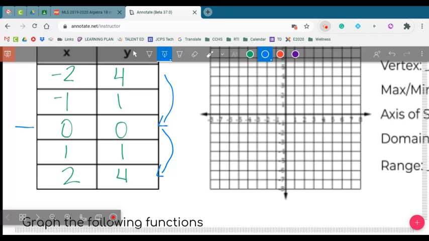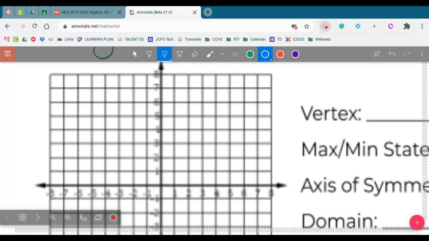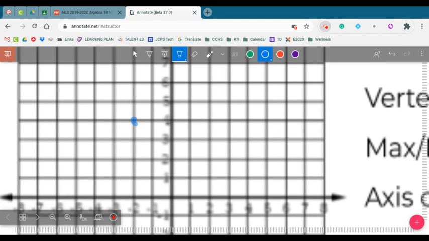So this we know is our vertex because it's the lowest most point. Now, if we were opposite, it could be the highest most point. So you have to look at your y values to look at that pattern. That's going to be important whenever we start doing the next couple. So -2, 4, -1, 1, 0, 0, 1, 1, and 2, 4.